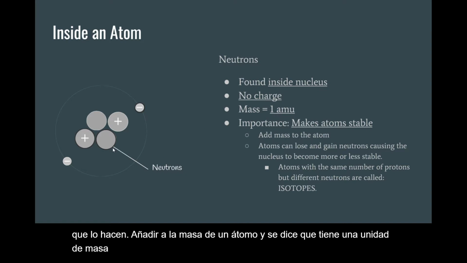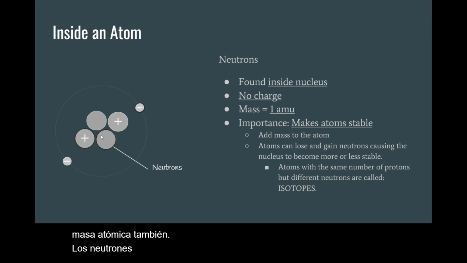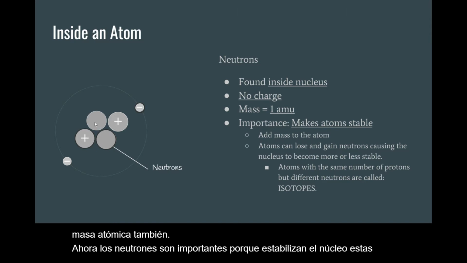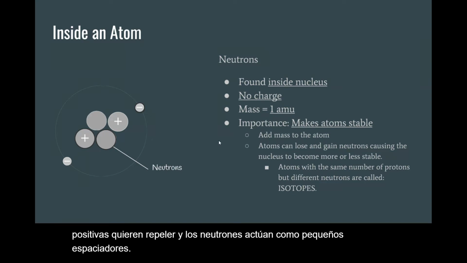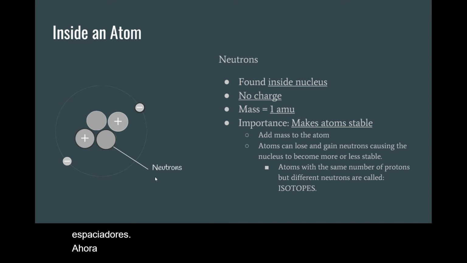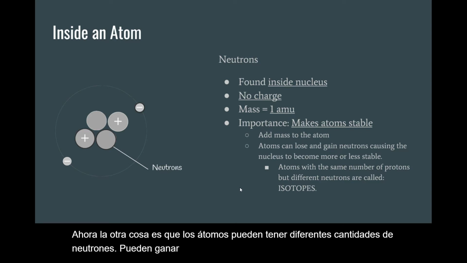Now, neutrons are important because they stabilize the nucleus. These positive charges want to repel, and the neutrons act as little spacers. Now, the other thing is that atoms can actually have different amounts of neutrons. They can gain or lose neutrons, and when that happens, they're called isotopes. And that's what we're going to talk about next.